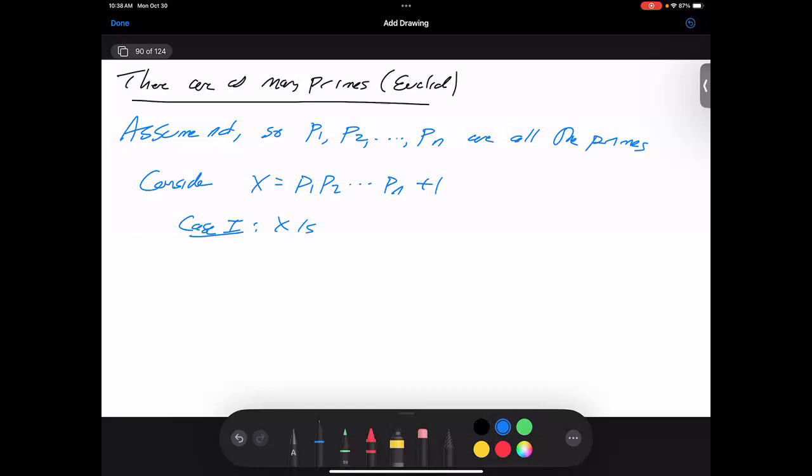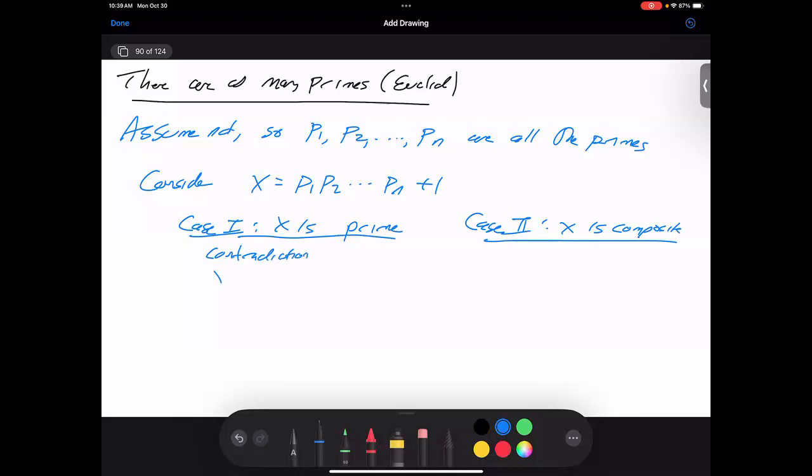What are the possibilities for x? What kind of number could x be? It could be prime. And what's the other possibility? Composite. Well, if x is prime, contradiction. x is larger than Pn, not in the list, and we assumed the list was complete. So if x is a prime number, it should have been on our list, and we assumed we wrote down all the prime numbers. So x must be composite.